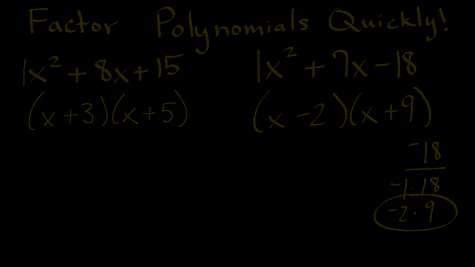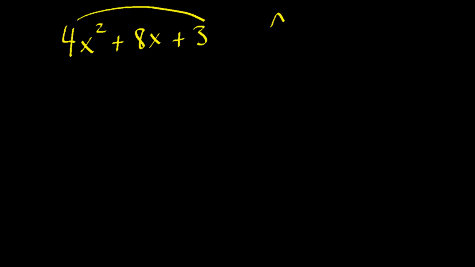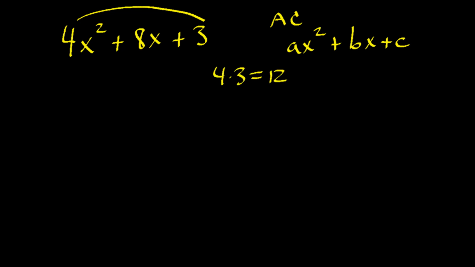Let's try a different type. What about the trinomials that have a number besides 1 in front of x squared? For these, we're going to use a different process. This is often called the AC method. So for this method, we will multiply 4 times 3 to get 12. What two numbers multiply to be 12 that will add up to the middle term of 8? And those two numbers are 2 and 6.